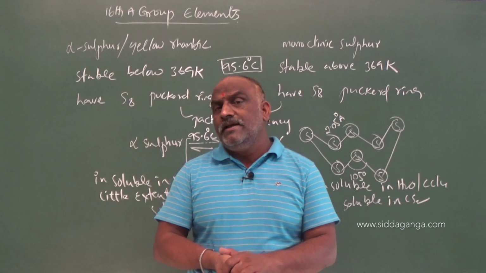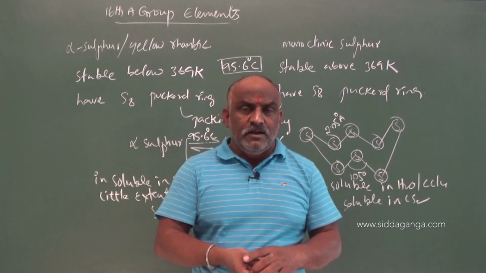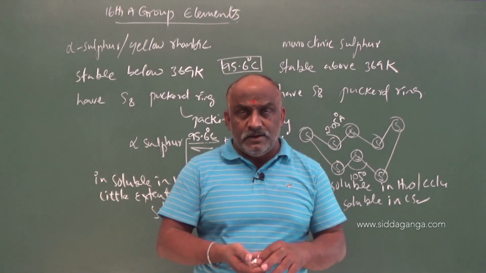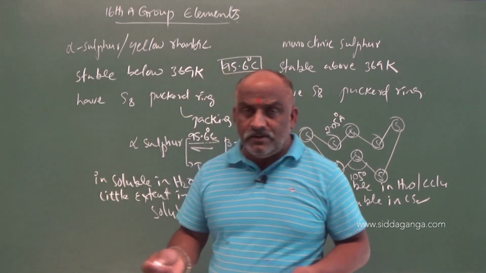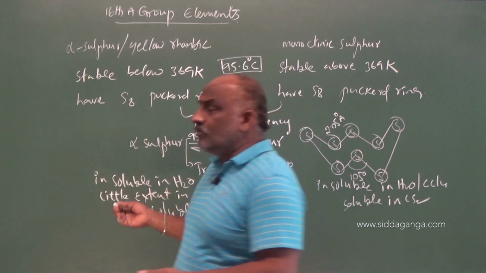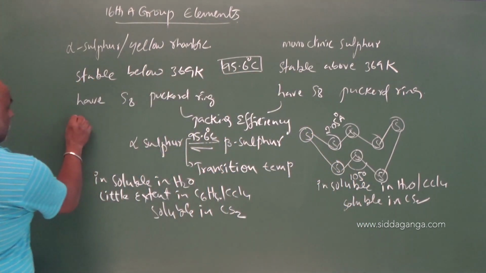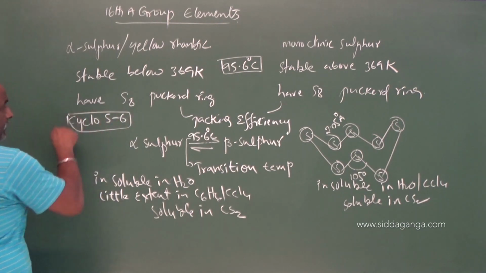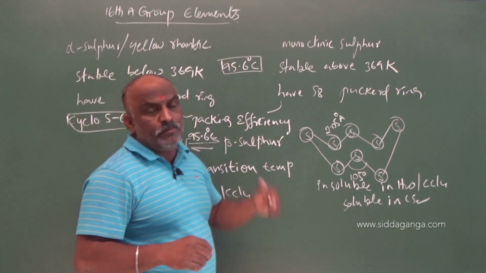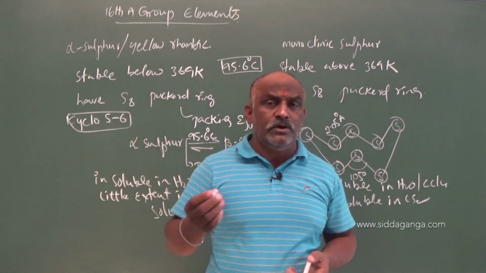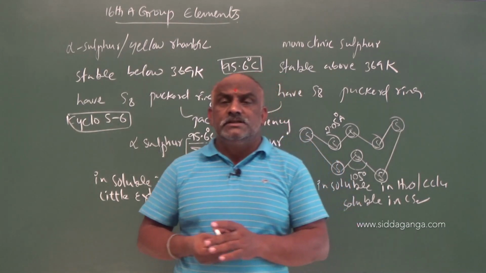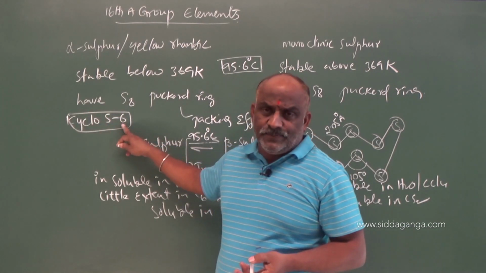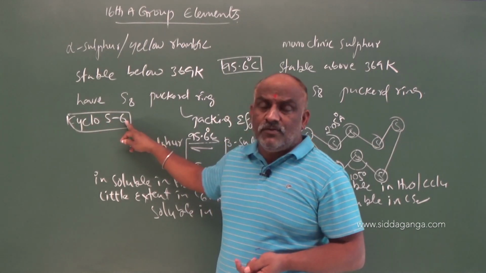But nowadays, according to the analysis and recent experiments that are still going on, one more form of sulfur is also found, that is cyclo S6. Just like rhombic and monoclinic sulfur, this cyclo S6 form is also there.